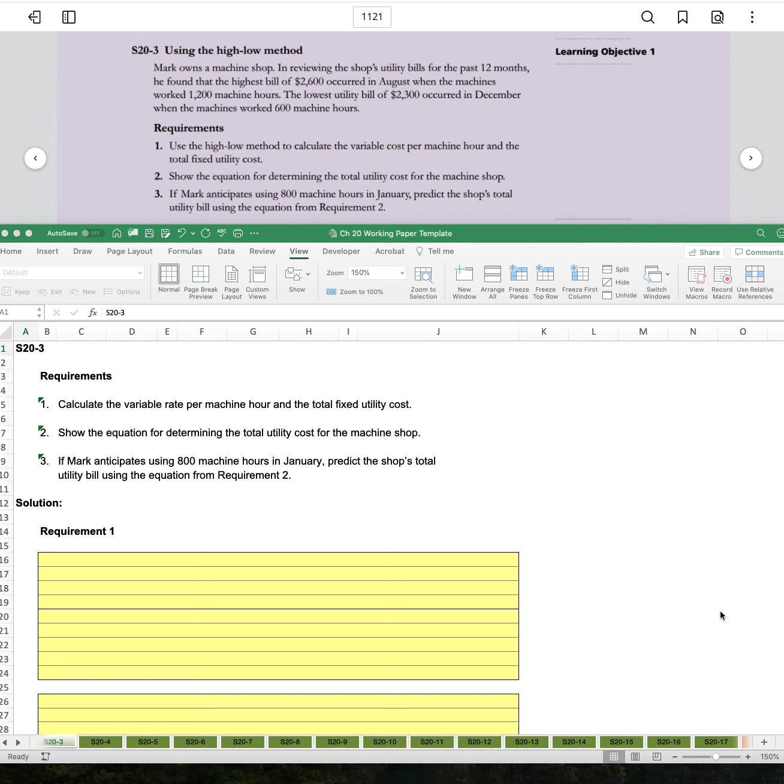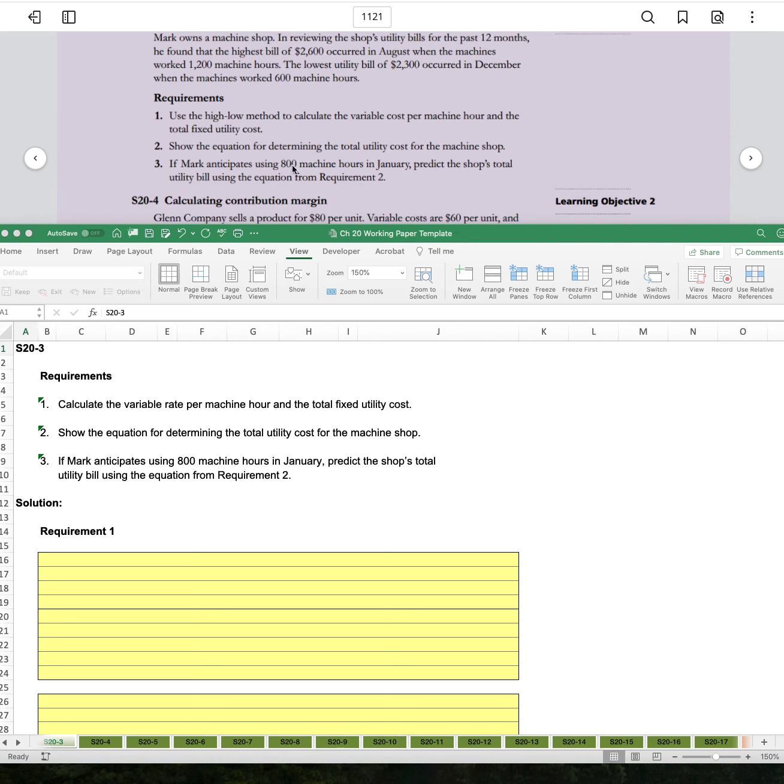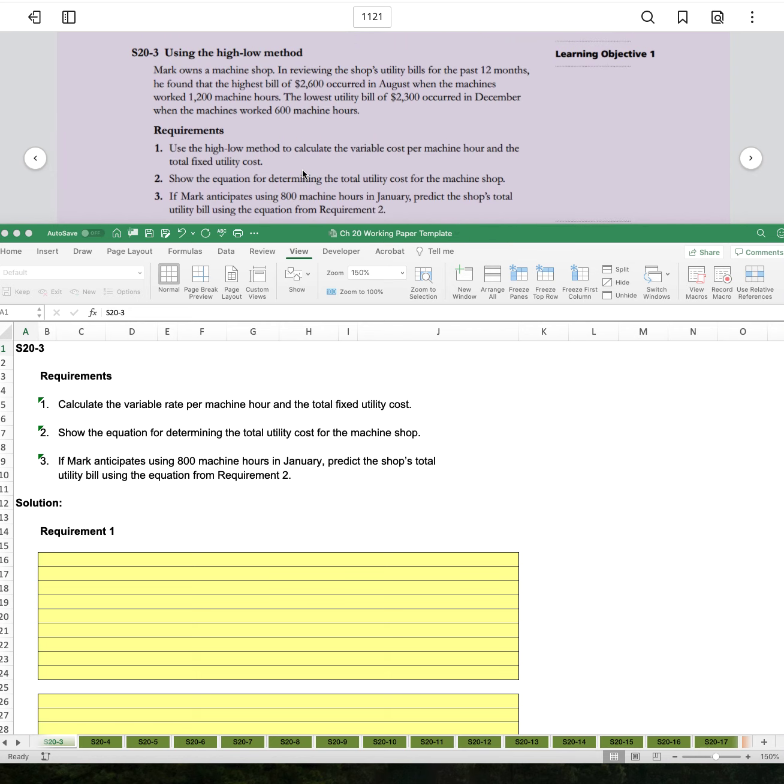Use the high-low method to calculate the variable cost per machine hour and the total fixed utility cost. Then show the equation for determining the total utility cost for the machine shop. And finally, if Mark anticipates using 800 machine hours in January, predict the shop's total utility bill using the equation from requirement 2.